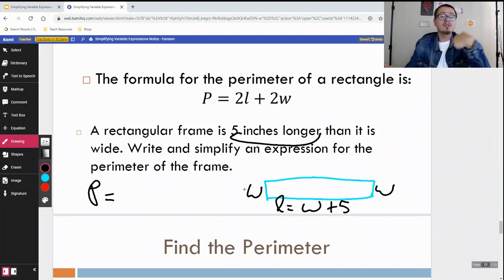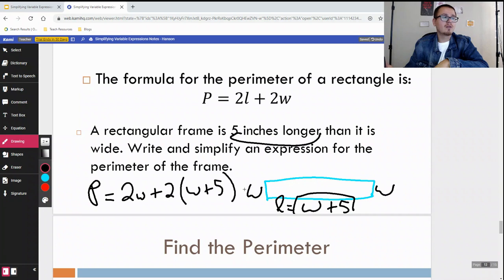So what I'm going to do then is write my perimeter formula as 2W. I'm putting W first because I can. Plus, now instead of writing 2L, what is L? It's 2, but 2 what? 2 of these, 2 of these W plus 5s. So 2 times the quantity W plus 5, width plus 5.